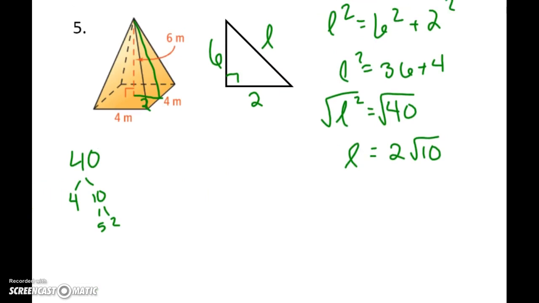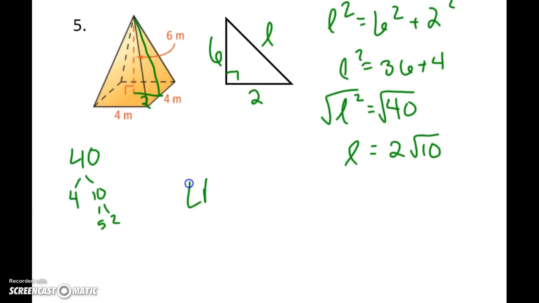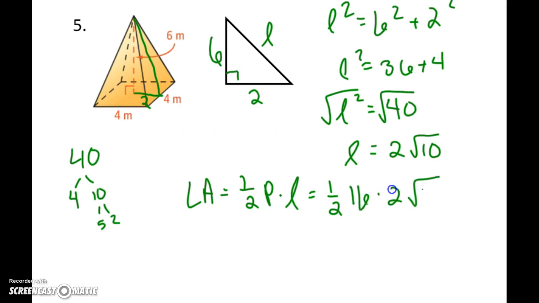So now if I want my lateral area, it's equal to 1/2 perimeter times slant height. My perimeter, each side is 4 and there are 4 sides. 4 times 4 is 16, times slant height is 2 root 10. The 1/2 and the 2 cancel, and I'm left with 16 square root of 10 for my lateral area.